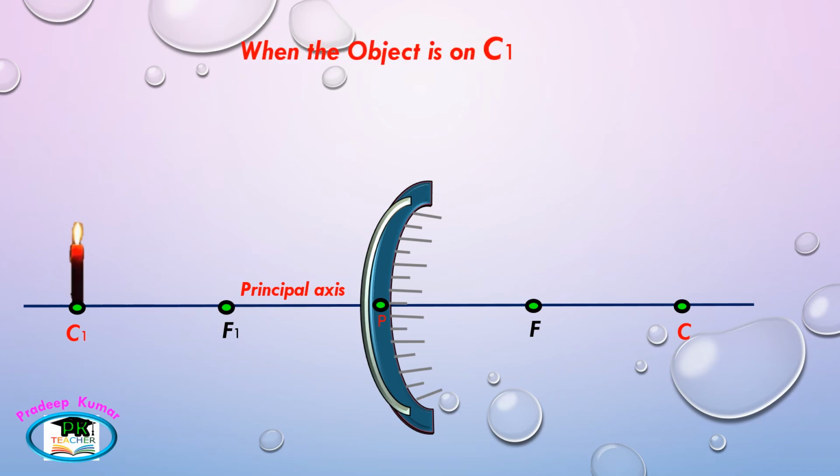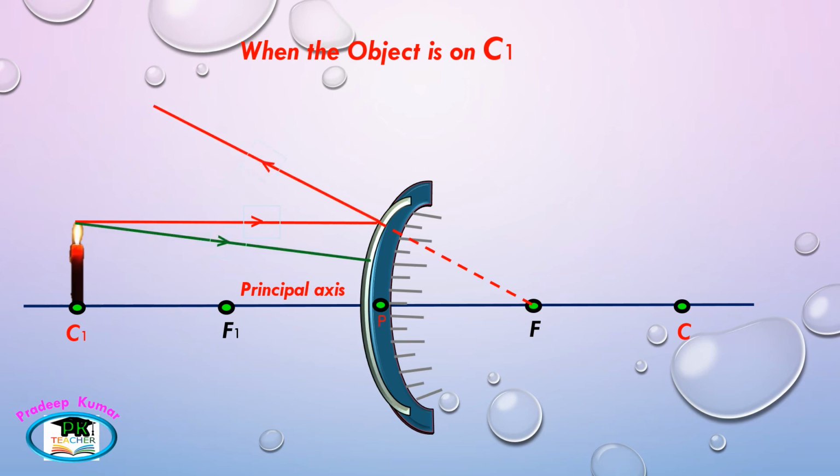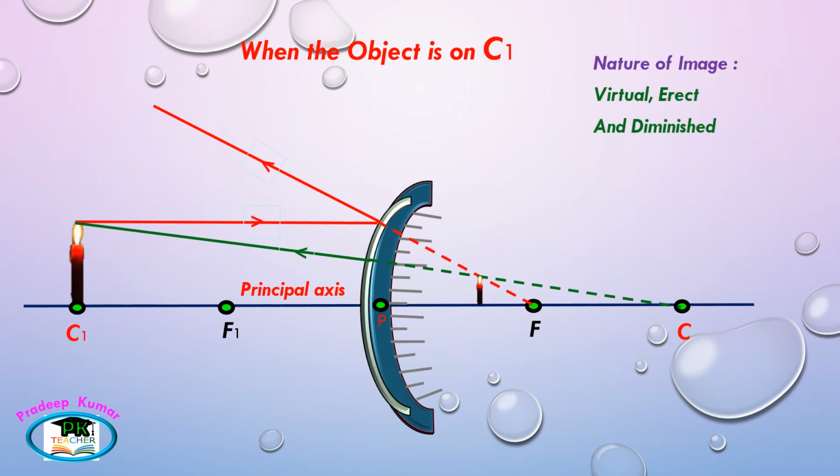When the object is on C1, parallel to principal axis and deviates as if the ray is coming from focus. Second rule, pointing towards the C and return back in the same path, image is formed between P and F. Nature of image, virtual, erect and diminished.